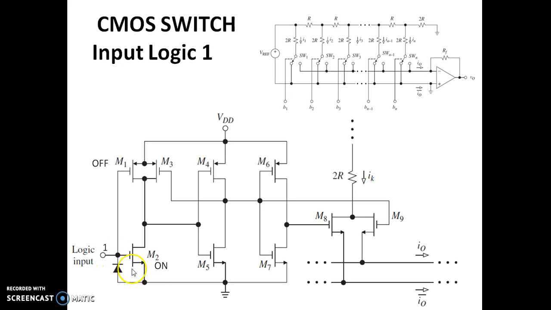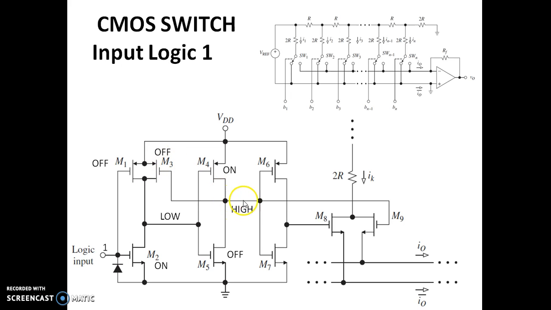Why this is on is because we have applied sufficient gate to source voltage. This is on, this is off. When this is on, this is off. The input logic, which is 1, will give a low at the output because it's an inverter. You can see since this is low, this is off, M4 will be on. When M4 is on, we have the output high here. The output voltage of the second inverter becomes high. Once this becomes high, M3 continues to be in the off condition.